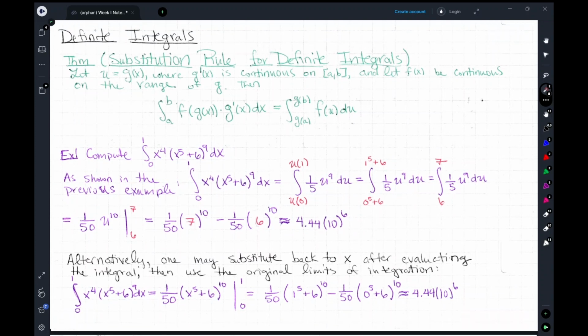Now, alternatively, if for some reason someone just refuses to change the bounds, well, you could substitute back. So once you integrate, you could substitute back the expression for u in terms of x, and now you have an expression in terms of x, and you could use the original bounds. Okay? So you could use the original bounds if you substitute back for x, or you could just integrate with respect to u and use the updated bounds. Both of these work, and they give the same answer.